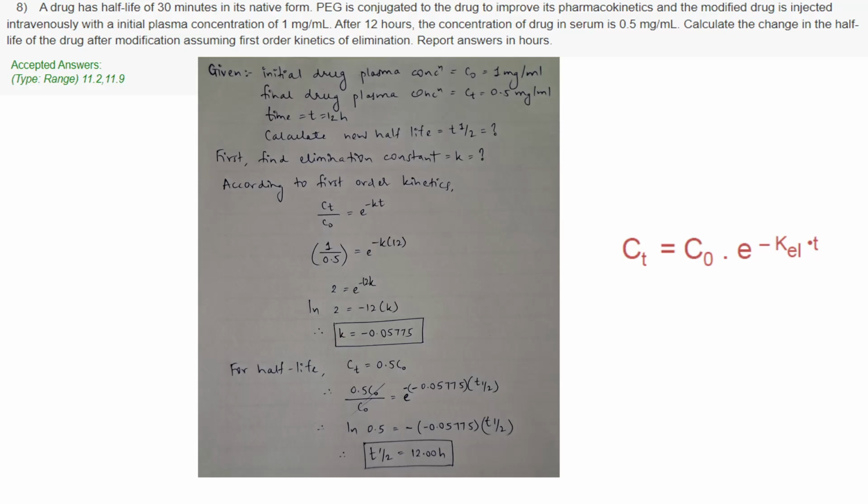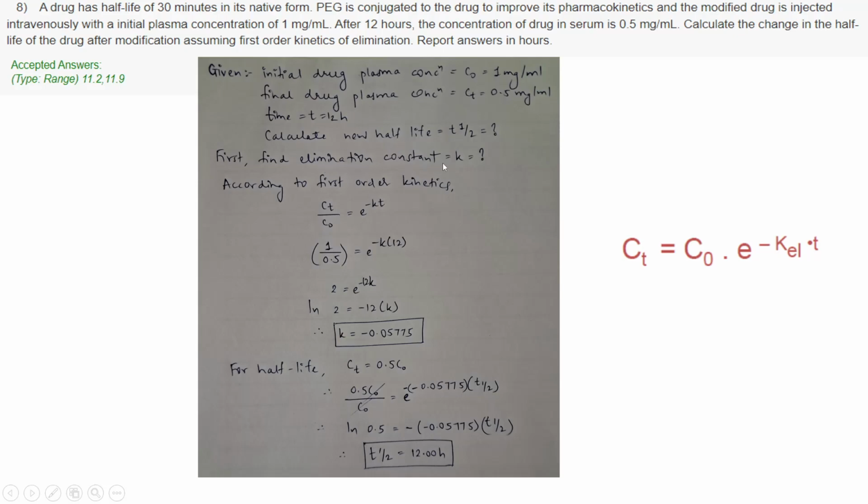So we'll discuss the solution step by step. First of all, let's list out whatever is given. The initial drug plasma concentration is 1 mg per ml and the final is 0.5 mg per ml. I'm considering C naught as the initial and CT as the final concentration. The time given is 12 hours. So in 12 hours, it has fallen from 1 to 0.5.